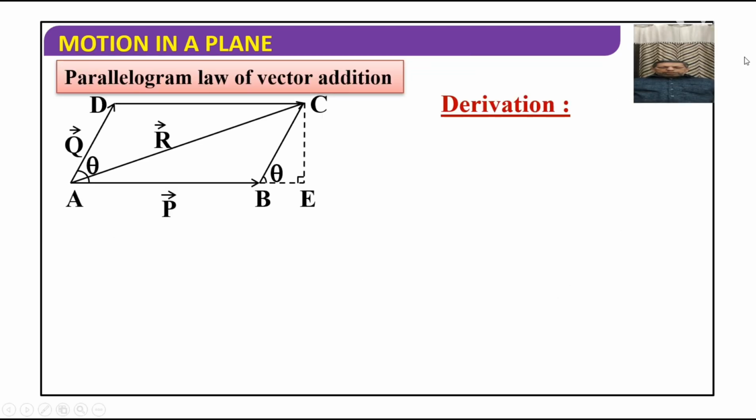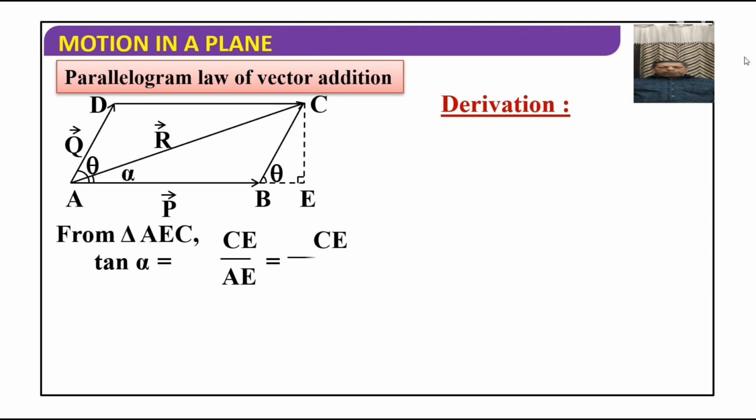Derivation in triangle ACE. Now we have to find the direction. We have earlier found the magnitude. Tan of alpha is equal to CE upon AE, equal to CE upon AB plus BE.